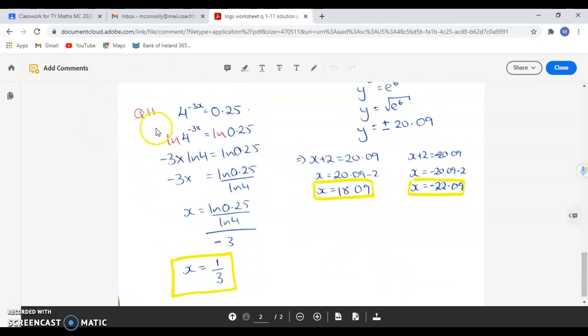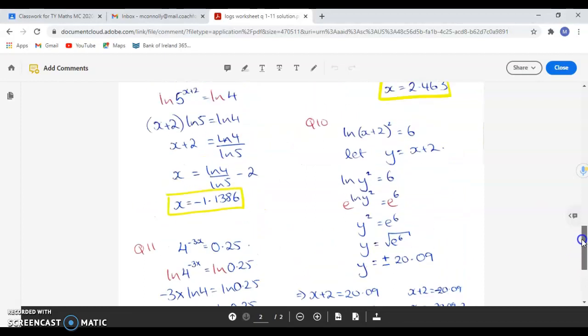Question 11 is the last one. Introduce the ln on both sides. That allows me to bring down my minus 3x in front. There it is. And then your ln 4 goes over, divides on the other side. And then the whole thing is divided by a minus 3. I put the whole lot into the calculator and you get 1/3.